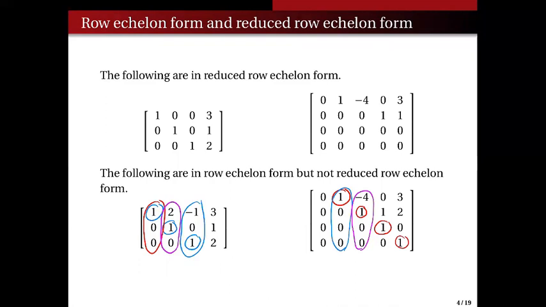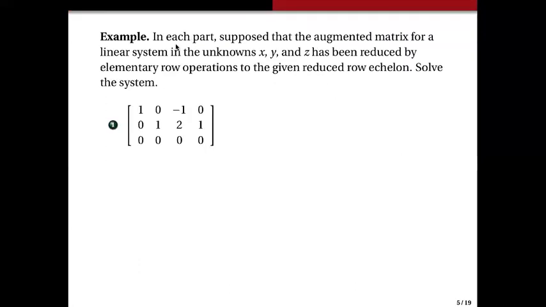Okay, so let's go to our next example here. In each part, suppose that the augmented matrix for a linear system in the unknowns x, y, z has been reduced by elementary row operations to the given reduced row echelon form. Solve the system. So we have a linear system in the variables x, y, and z, and the augmented matrix of that linear system was reduced to this. So this is your x column, your y column, your z column.